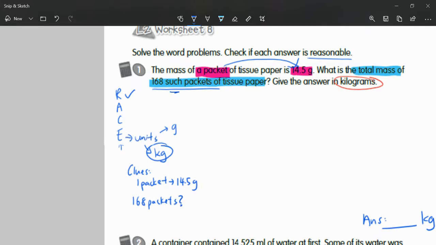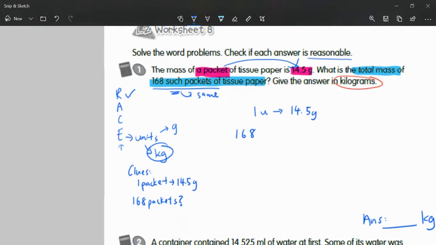Now, it says such packets, which means all packets are the same kind. You think of unitary. So I can use one packet, or one unit. Let's say I use 1 unit. So 1 U is 14.5 grams. I have asking for 168 units, that is packets of tissue paper. I have got 14.5 grams multiplied by 168 such packets. At this point, I can use the calculator. I choose the unitary method.